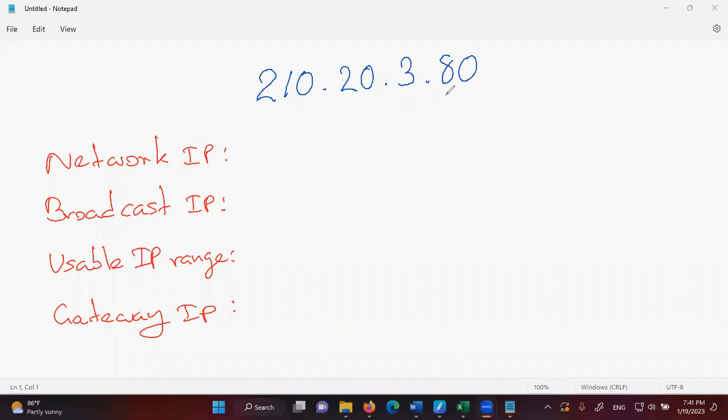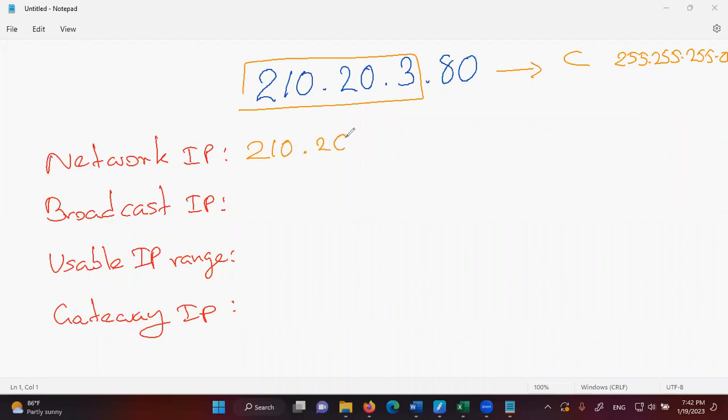Okay, very good. So network IP should be the first IP address, right? So then here we have 210.23.80. So 210 means this is a class C IP address. Therefore, subnet mask is 255.255.255.0, right? That means this part belongs to the network. Then the network IP is the first IP of a network. So then first IP is always 0. Then 210.20.3.0 is the network IP.